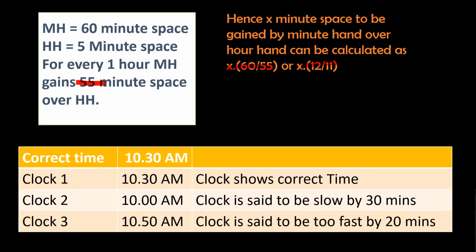Another concept is the correct time. Now the correct time is 10:30 a.m., and the clock shows 10:30 a.m. Then we say that the clock shows the correct time.